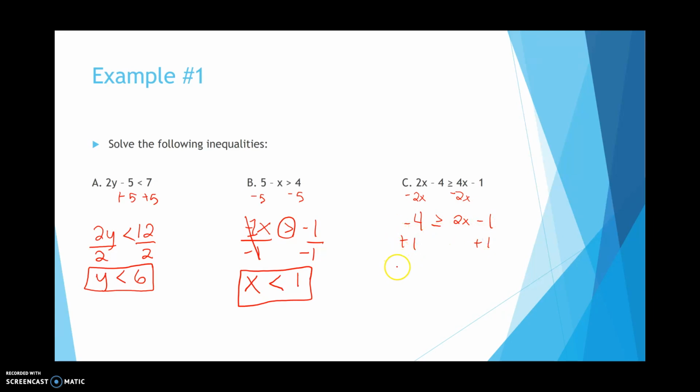Negative 4 plus 1 gives me negative 3 is greater than or equal to 2x. I want to get x by itself, so I'm going to divide both sides by 2. We are dividing by a positive, so my inequality sign stays. So my final answer is negative 3 halves is greater than or equal to x, and that would be my final answer.